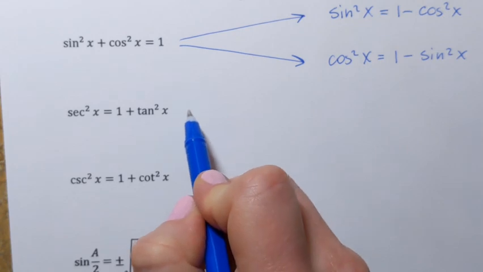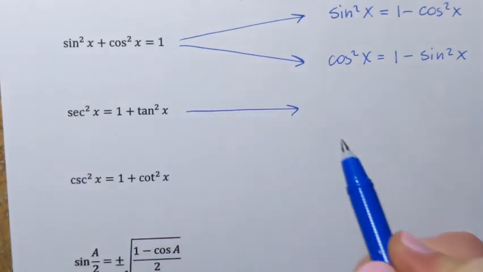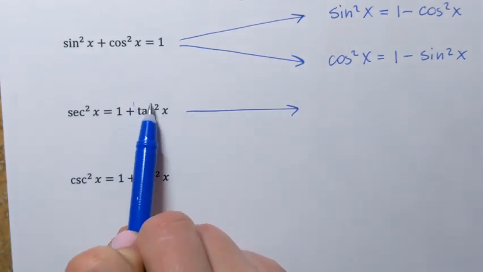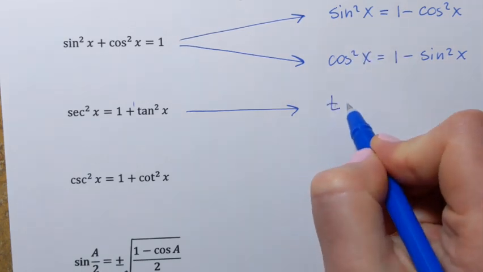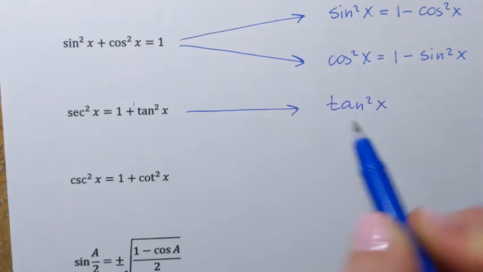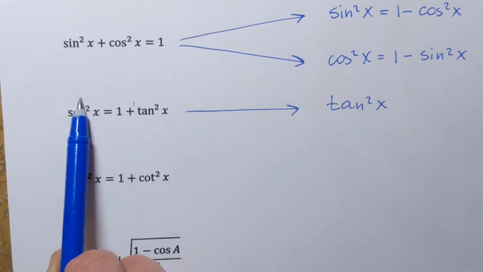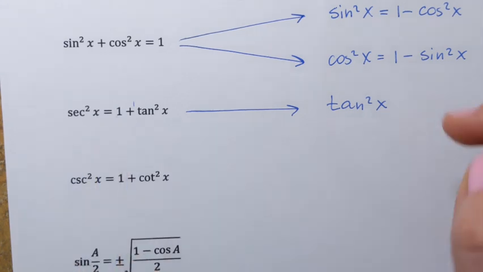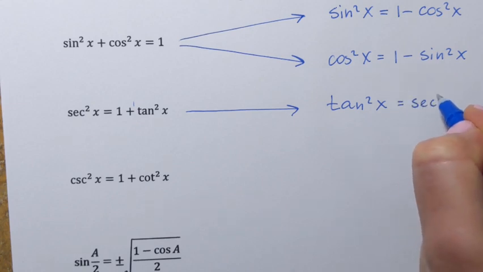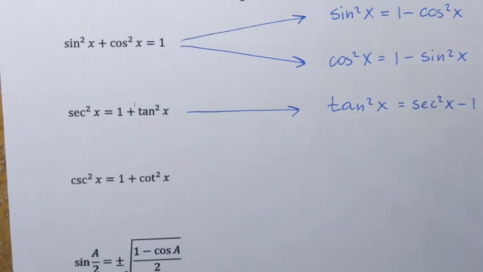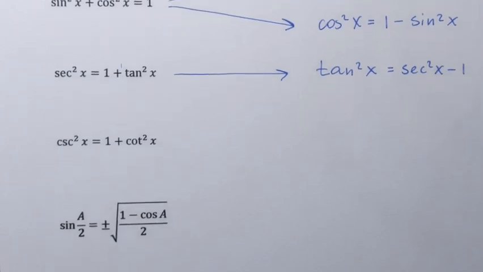Now from here, I can just rewrite it differently if I isolate tangent squared. So from that identity, tangent squared of x equals, well, I need to subtract 1, right, from each side. So it's going to be secant squared of x minus 1. Now, next one is very similar.